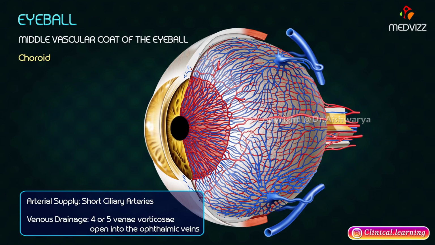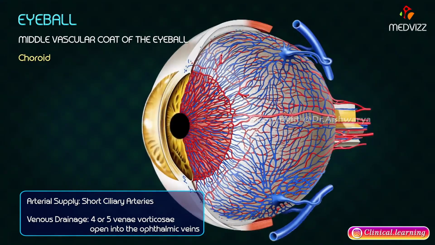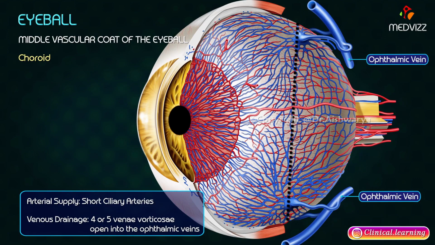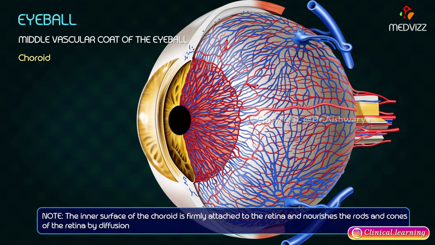Veins. They are arranged in the form of whorls which converge to form the 4 or 5 venae verticosae, which pierce the sclera just behind the equator to open into the ophthalmic veins. An important point to be noted here is that the inner surface of the choroid is firmly attached to the retina and nourishes the rods and cones of the retina by diffusion.